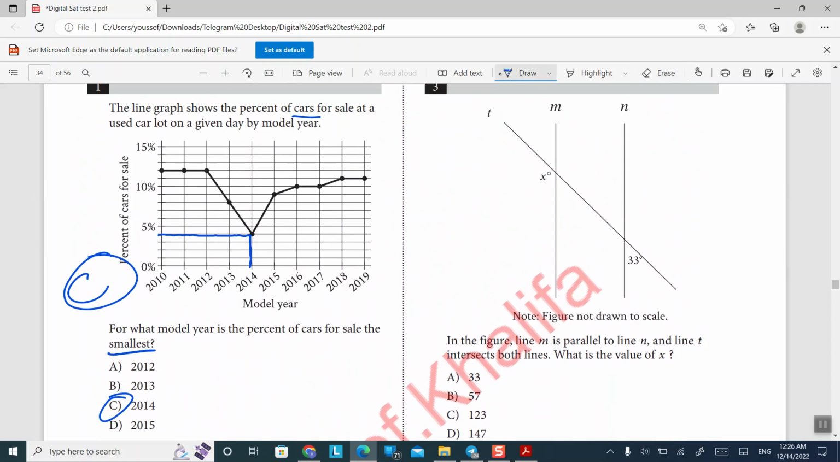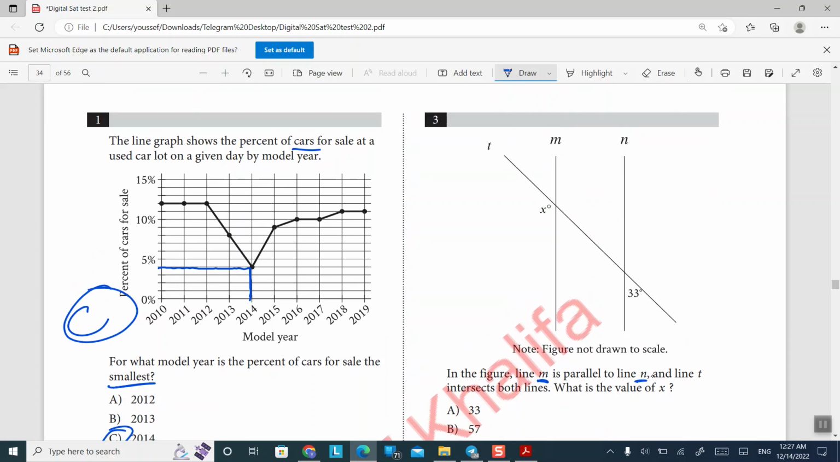Question 3 says, in the figure line M is parallel to line N and line T intersects both lines, what is the value of X? So here the question is testing your interpretation of the measure of angles and how you can find the angle measure using the theorems that you have memorized.